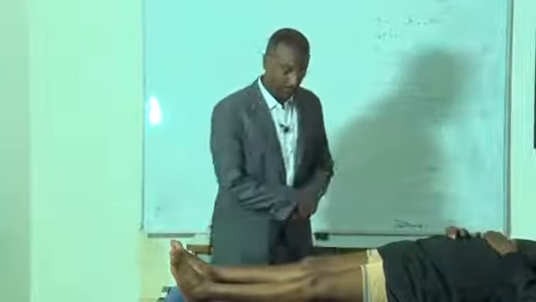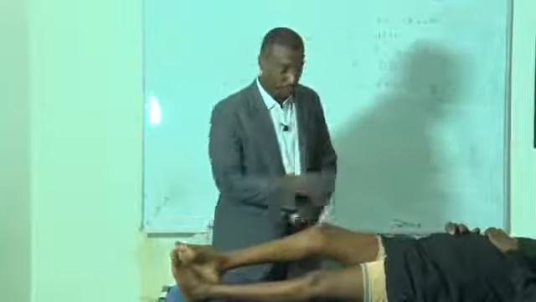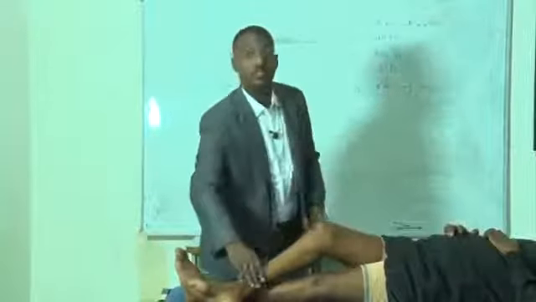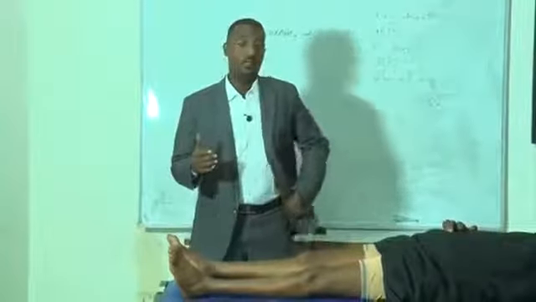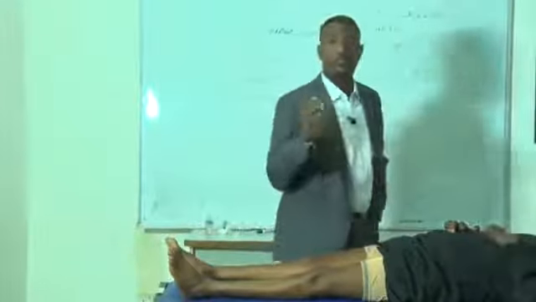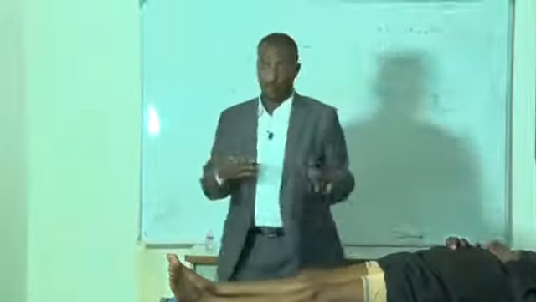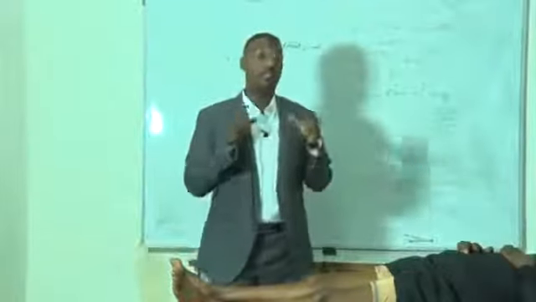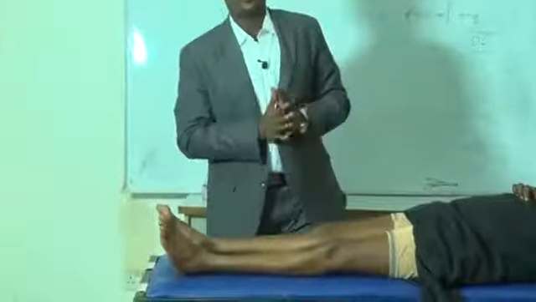Move it while your eyes are open. Then now close your eyes and do it while your eyes are closed. This lady, the coordination cannot be done while her eyes are closed, it is impaired while her eyes are closed and it is intact while her eyes are open, indicating that this lady has got sensory ataxia.